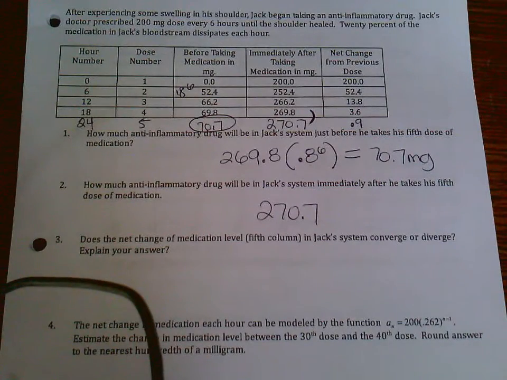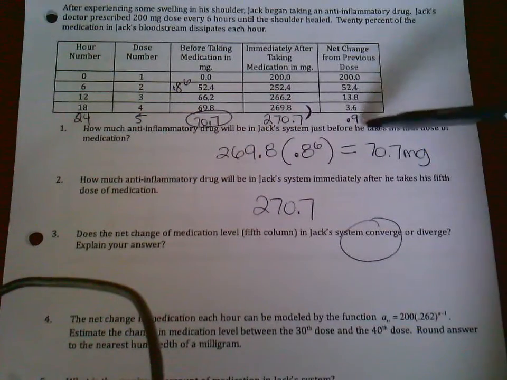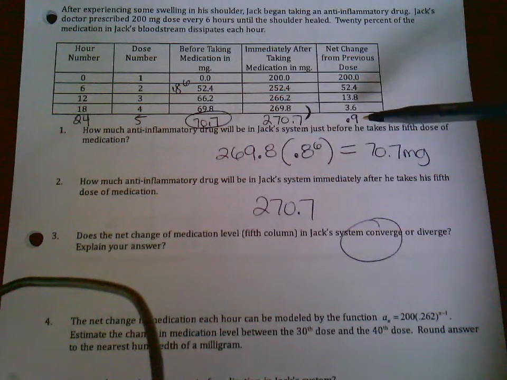So it says, does the net change, the 5th column, converge or diverge, would you say? So converging means it's getting smaller and smaller and smaller. It's converging, right? Because you're eventually adding a net change of 0.